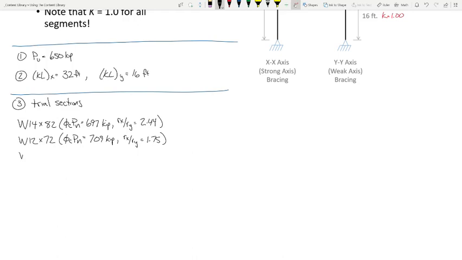W10. Somebody give me a W10 that works. 77. 77. Okay, do I have a second on that? All right, its phi Pn is what? 686. 686. And its Rx over Ry ratio is what? 1.73. 1.73. Now, what about W8s? What's that?